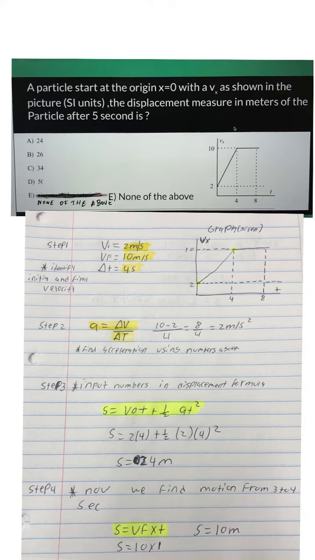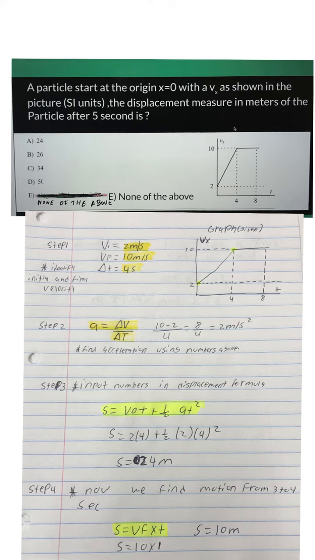So we begin by determining the motion for up to 4 seconds. We do this by identifying our initial velocity, our final velocity, and our change in time. Our initial velocity is 2 meters per second. Our final is 10 meters per second, and our delta t is 4 seconds. All this information was gotten from the graph to the right.